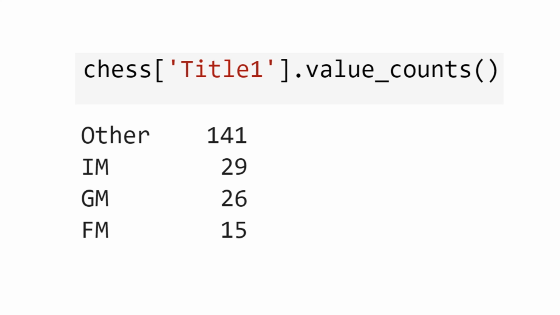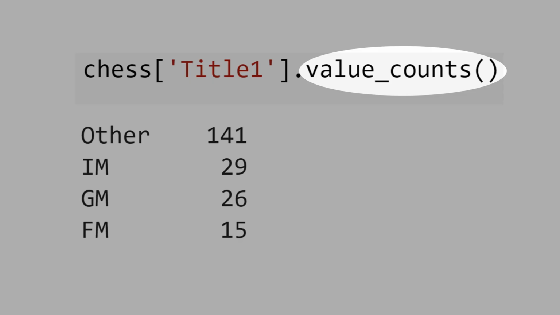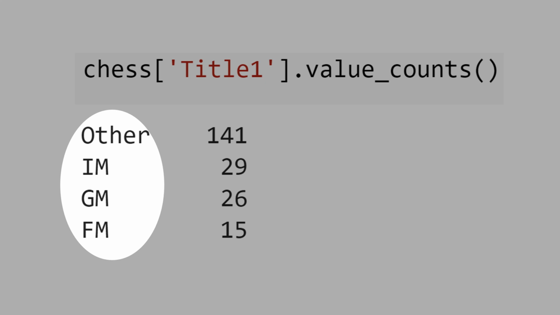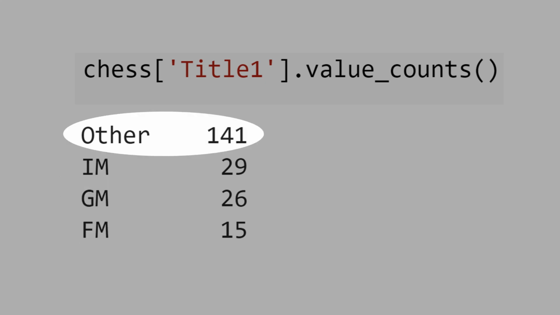Let's see the result. Let's call the value counts again. We have only 4 categories now. The other titles are in this category other, that has 141 chess players.